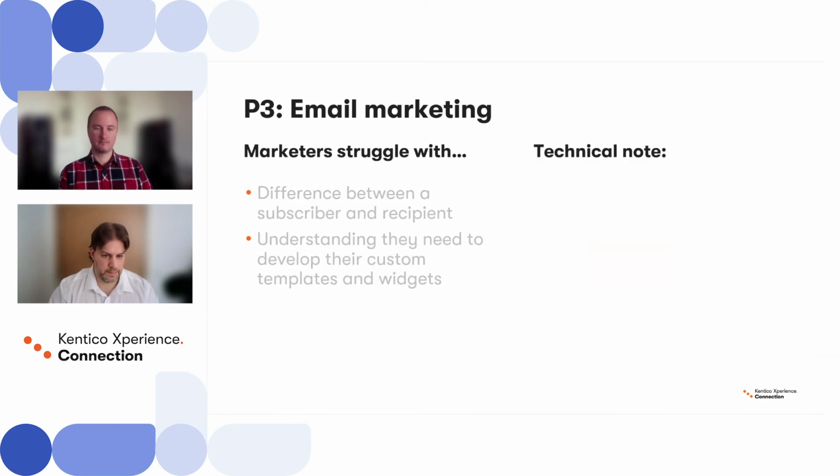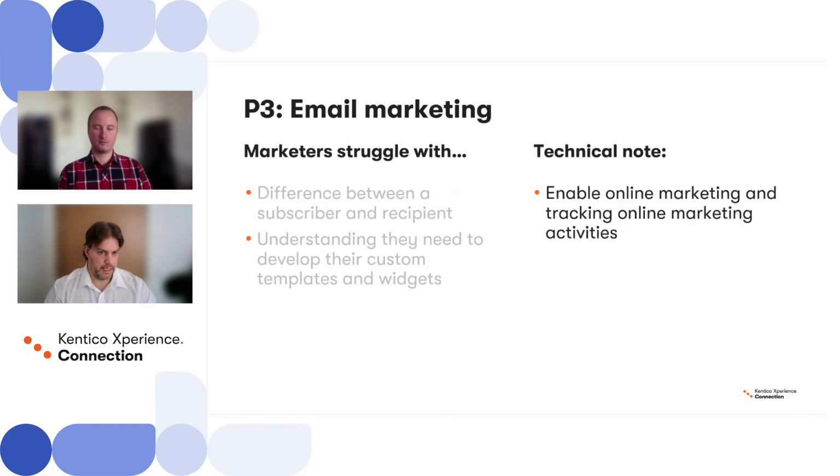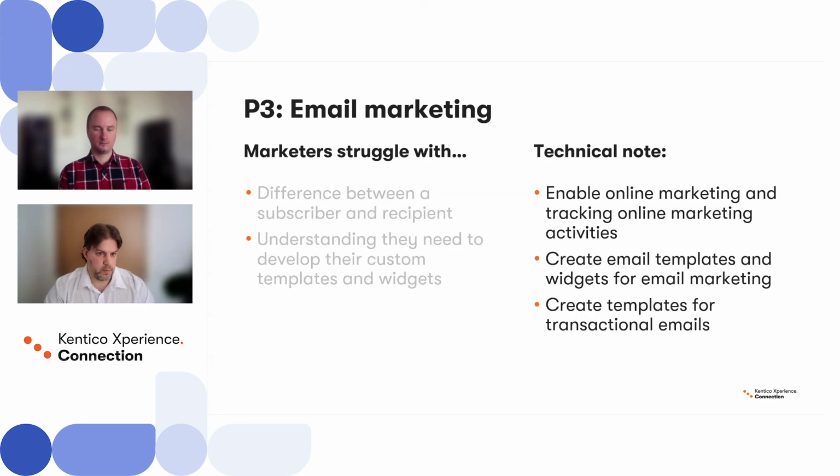What we have prepared is the features that developers can enable and prepare so marketers can use email marketing. First of all, developers or system administrators need to enable online marketing and email tracking in the application and also in the live site. Then developers need to prepare email templates and email widgets for email marketing. And while they are at it, maybe they want to also create some templates for transactional emails, which are a different kind of emails that are sent by Kentico Xperience.